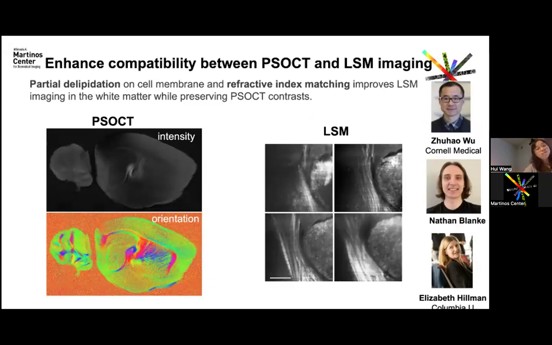I don't have it here, but we do use different levels of delipidation. With complete delipidation, there's no PSOCT orientation signal at all. Even in this one, from the intensity, you see there isn't much differentiation in the brain. So the scattering property has been matched very well within the brain, but the birefringence is largely preserved through this process.